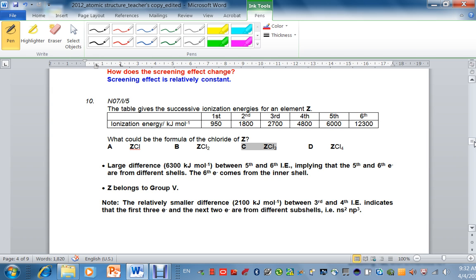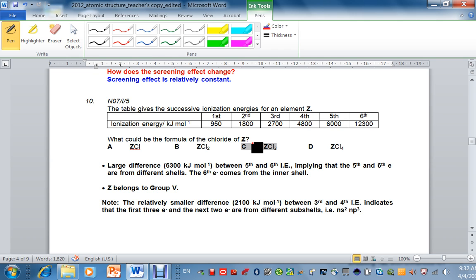Okay, finally we look at question 10. This is also related to what we explained just now. It's similar, except that for question 11, they give you the data in graphical form, but here the data is given to you in numerical form. So what could be the formula of the chloride of Z? First you need to find out the group number of element Z. That means you need to locate where the big jump in ionization energy is.